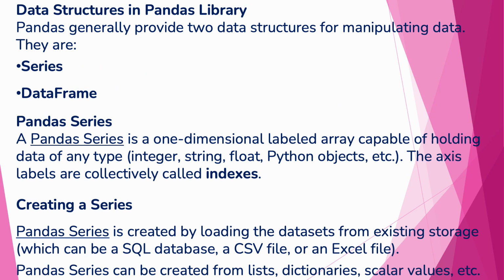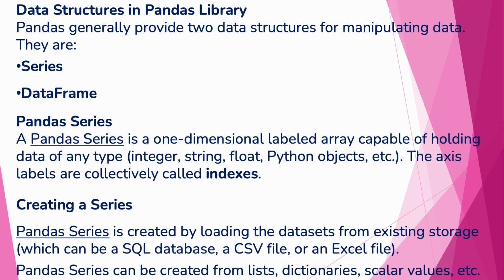Then the data structures in the pandas library are generally of two types. One is known as the pandas series and another one is known as the pandas data frame. So we'll just see what is a pandas series. A pandas series is a one dimensional labeled array capable of holding data of any type, which can be either integer, string, float, or any other Python objects. And the axes of these labels are collectively known as indices or indexes.